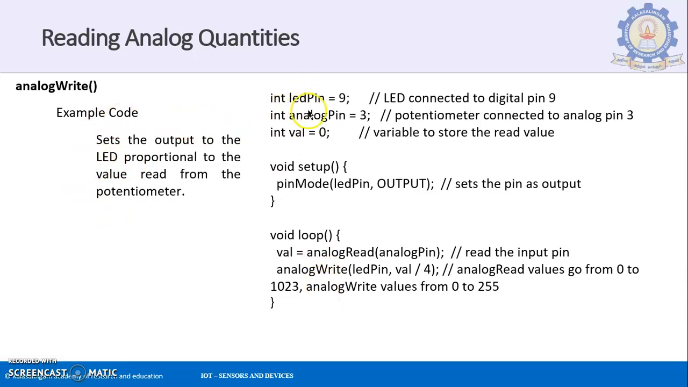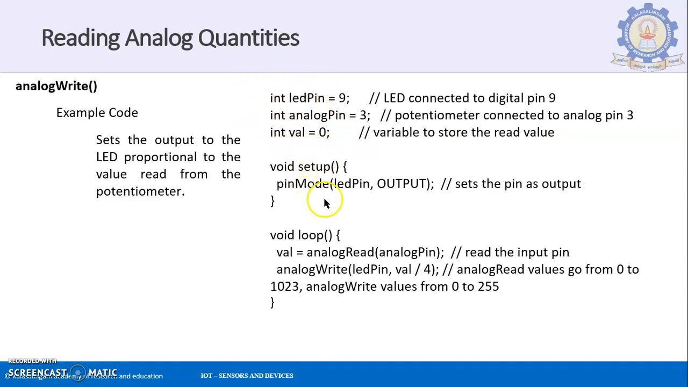So what is happening here? I need to declare my LED pin to a particular digital pin number. I need to read the data from my potentiometer through a particular analog pin. Then I have my value variable equal to 0, which reads the value from my analog pin and puts it onto the LED pin.